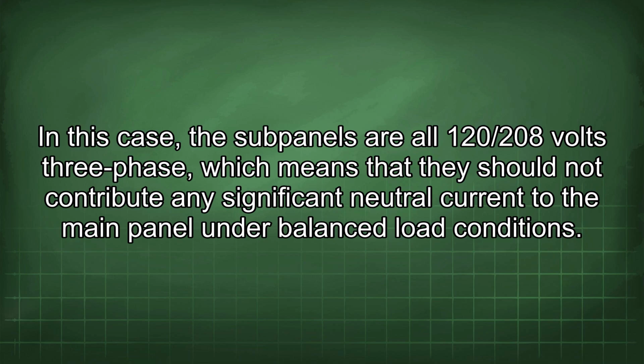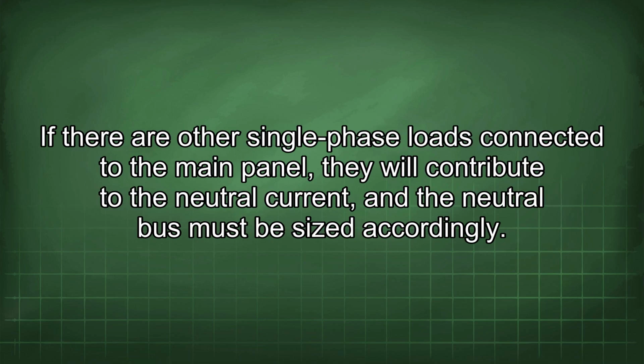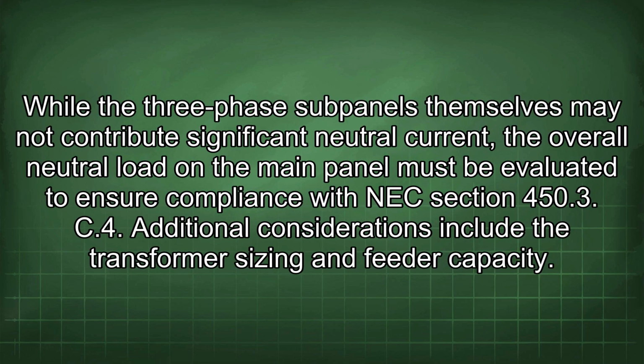120/208 volts 3-phase, which means that they should not contribute any significant neutral current to the main panel under balanced load conditions. However, it is crucial to verify that the neutral bus of the main panel has sufficient capacity to handle any potential neutral current from other loads connected to the main panel. If there are other single-phase loads connected to the main panel, they will contribute to the neutral current, and the neutral bus must be sized accordingly. While the 3-phase subpanels themselves may not contribute significant neutral current, the overall neutral load on the main panel must be evaluated to ensure compliance with NEC section 450.3 C4.